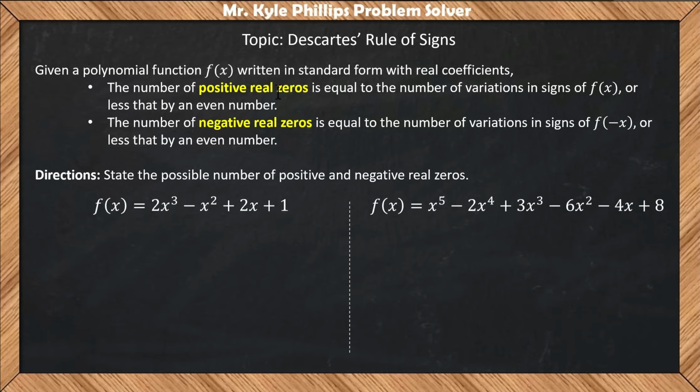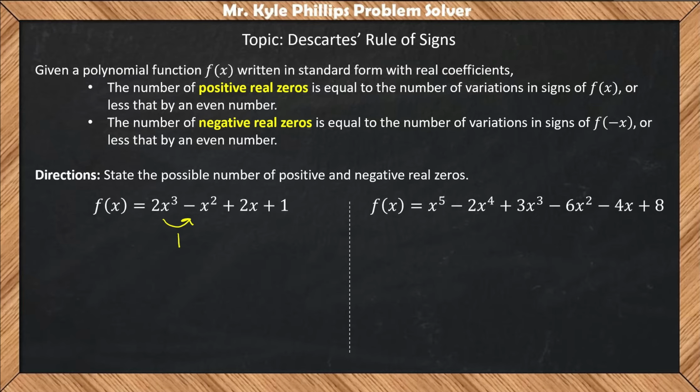So the number of positive real zeros is equal to the number of variations in signs of f of x, or your polynomial, or less than that by an even number. So let's talk about what that means. If I look at my polynomial down here, I'm going to count the number of times that my signs change. So here I start positive, and then to go here, my signs change from negative to positive. So that is one sign change.